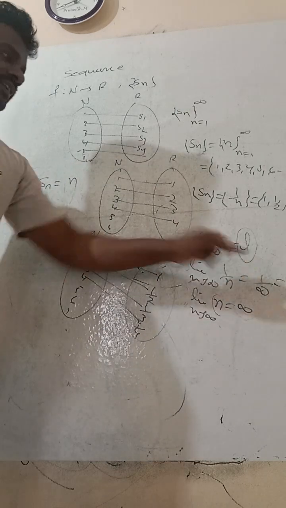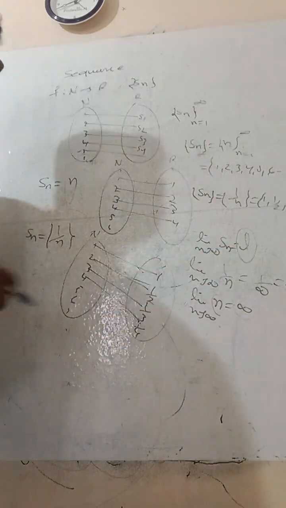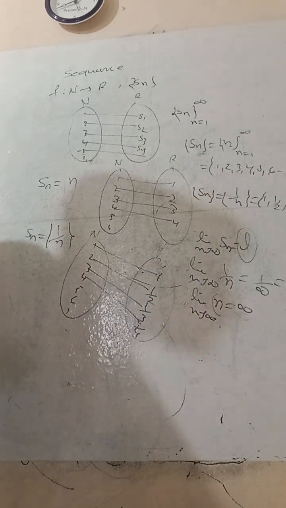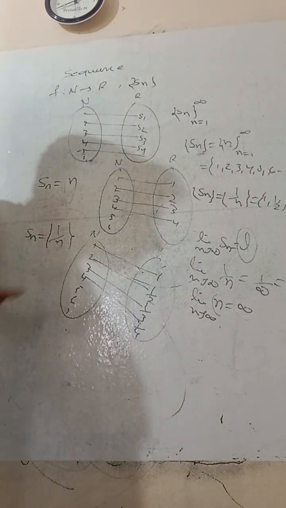If L is finite, then the sequence is convergent. If L is not finite, then the sequence is divergent.